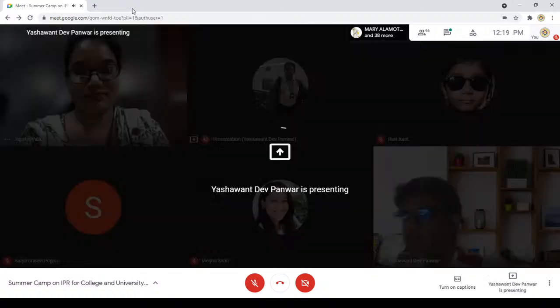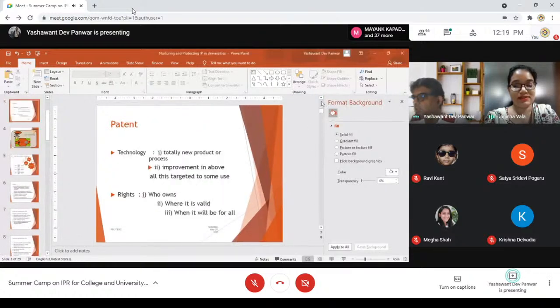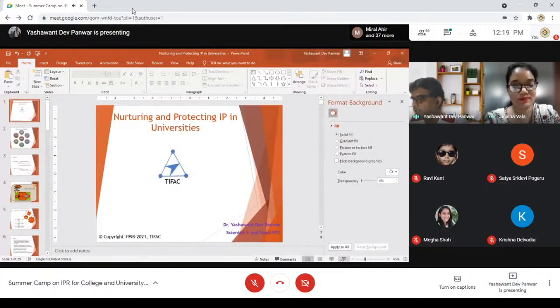It's visible there? Yeah, it's visible. Just in the slideshow mode. Okay. Thank you once again for joining for the session on nurturing and protecting IP in universities. I think by now you are well aware of patents and other forms of intellectual property rights, but there are some lectures tomorrow also on other forms of intellectual property rights. I've seen the program, so I feel that at this time you're well aware of patents at least.